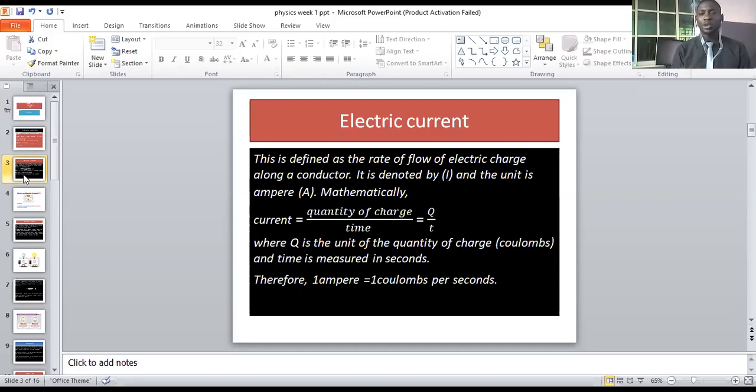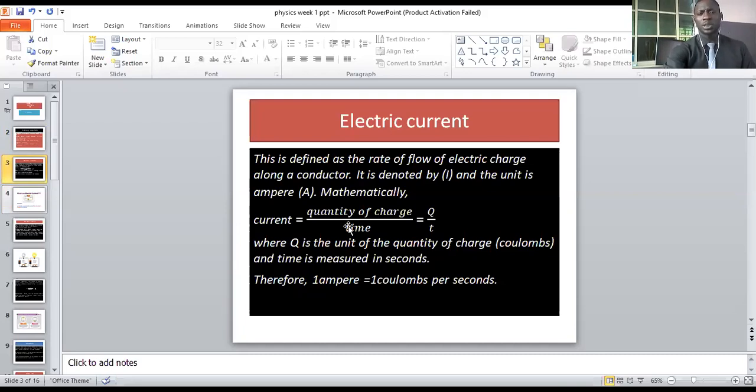So by definition, electric current is the rate of flow of electric charge along a conductor. The unit of electric current is the ampere, denoted as capital letter A. So mathematically, electric current is given as the quantity of charge over time, I = Q/t, where Q is the quantity of charge and t is the time measured in seconds.